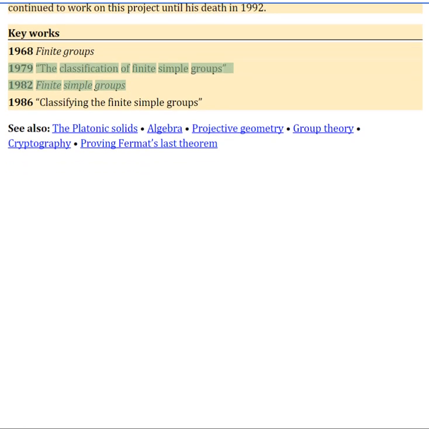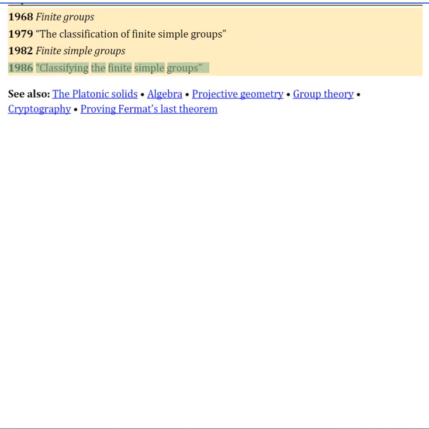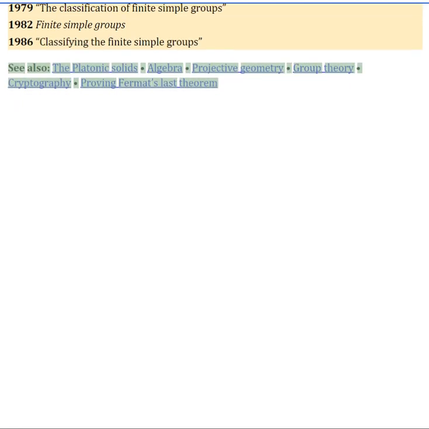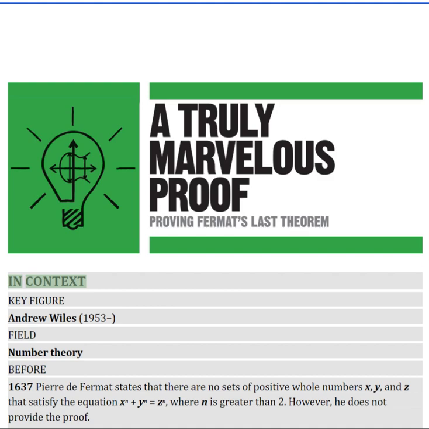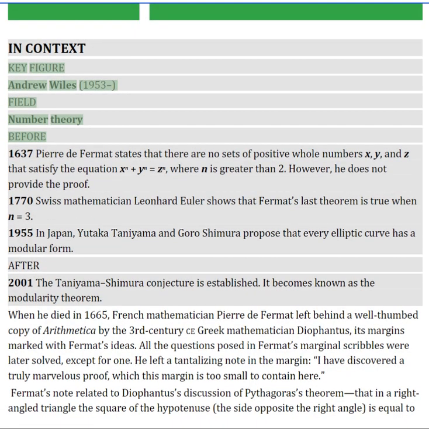1979 The Classification of Finite Simple Groups, 1982 Finite Simple Groups. 1986 Classifying the Finite Simple Groups. See also, the Platonic Solids, Algebra, Projective Geometry, Group Theory, Cryptography. Proving Fermat's Last Theorem. In context. Key figure: Andrew Wiles. Field: Number Theory.